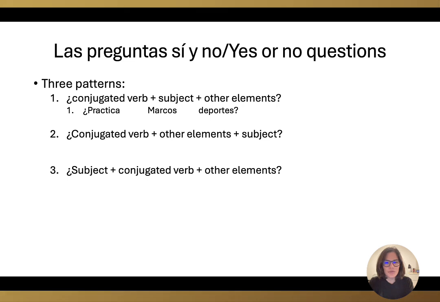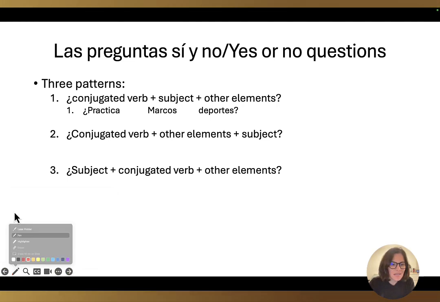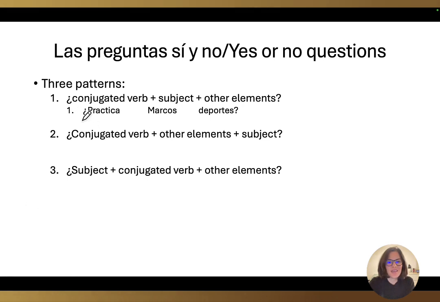The first one, notice conjugated verb, practica, subject, Marcos is the subject, and other element, deportes. ¿Practica Marcos deportes? The way we make this statement into a question is by raising our emphasis at the end. So as you notice, it goes like practica Marcos deportes, and then it goes up at the end.